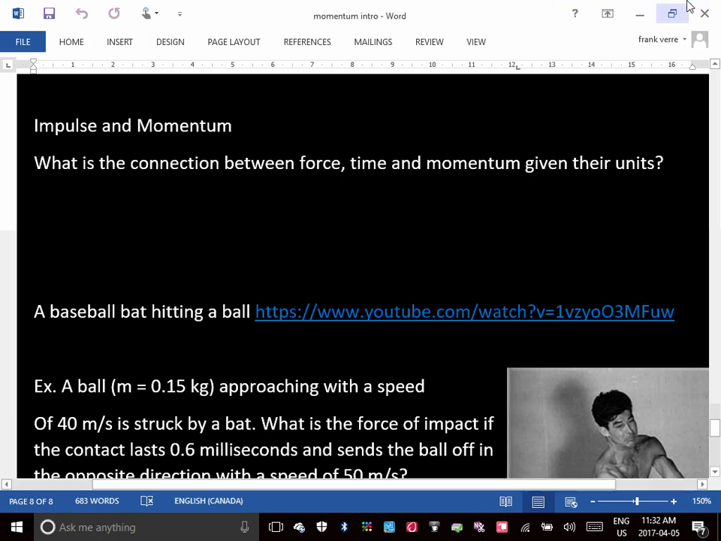So what we're going to do today is talk about something called impulse, okay? Which is going to look at the connection between force, time, and momentum. Now I'm going to start with a really simple concept. How would you express the formula for momentum?